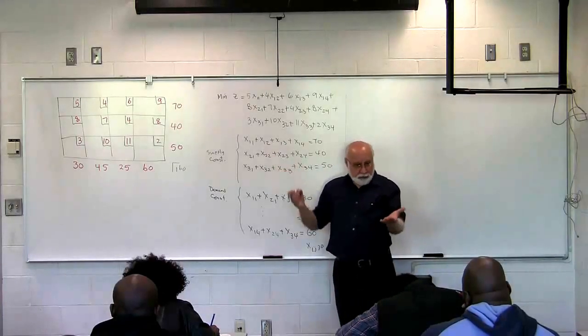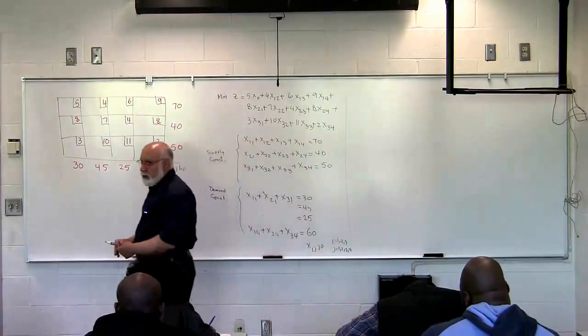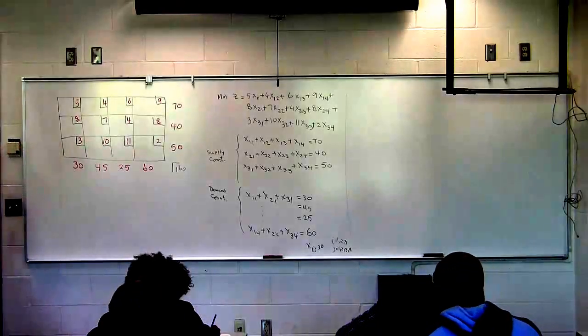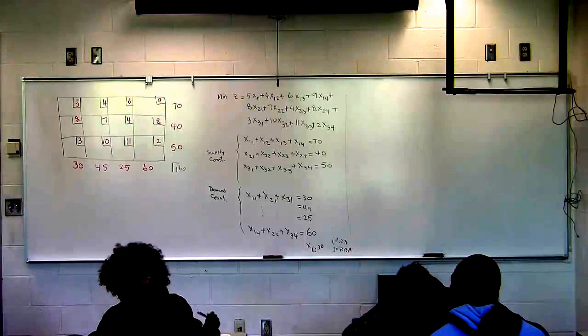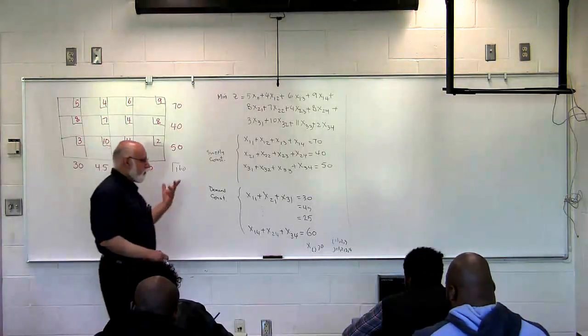But anyway, you can use one of the techniques that we talked about. Vogel takes more time. Minimum cost is usually the one that most people start with. It's much better than the northwest corner. So that's what you can do.